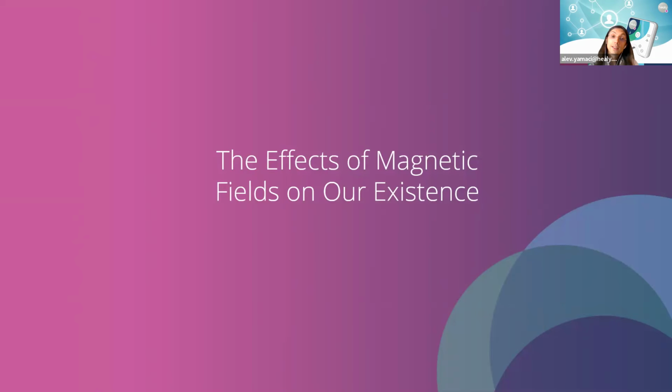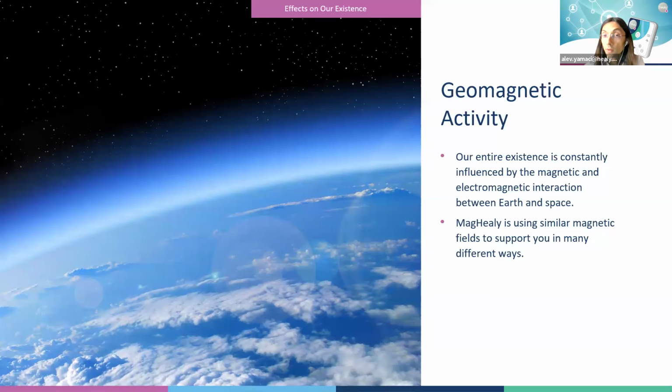Now, how are magnetic fields affecting our existence? For once, we already had this a little, it's geomagnetic activity. Our entire existence is constantly influenced by magnetic and electromagnetic interaction between Earth and space. We also know if there are special sun eruptions, then we also somehow have an effect on ourselves, on the whole world, or also on the climate. And MagHealy is, of course, using similar magnetic fields to support you in many different ways.